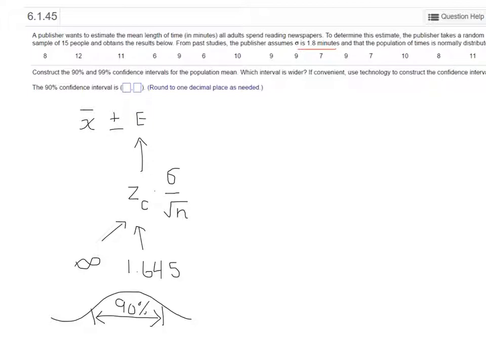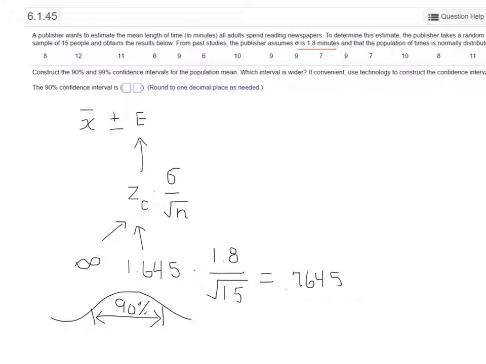The rest of our error, we're going to need to take that 1.645 and multiply by sigma over root n. We've been told that sigma is 1.8, and root n would be root 15 in this case, since there are 15 numbers in this sample. So when I calculate the value of 1.645 times 1.8 divided by square root 15, I get 0.7645. That is my margin of error, 0.7645.